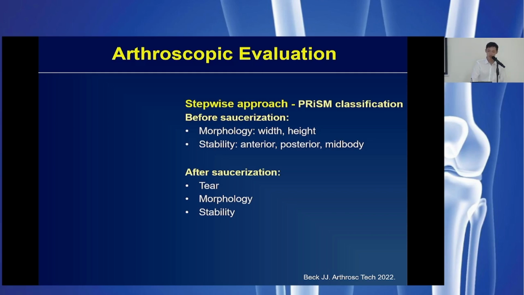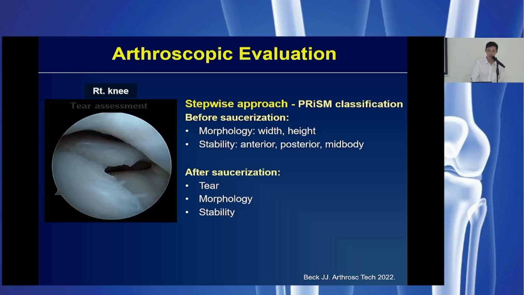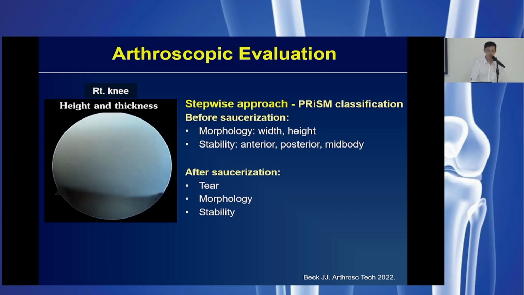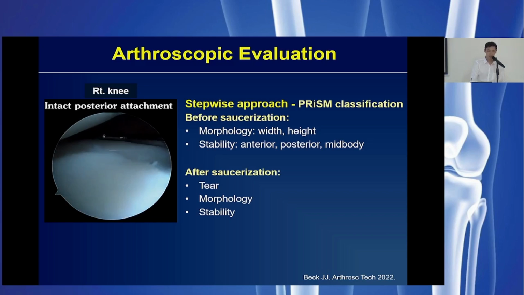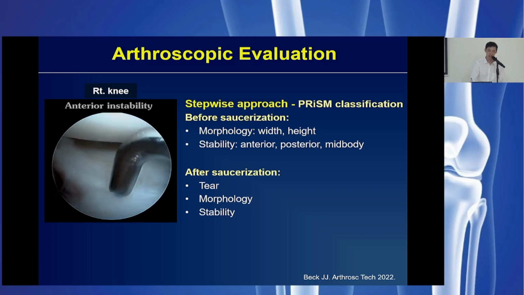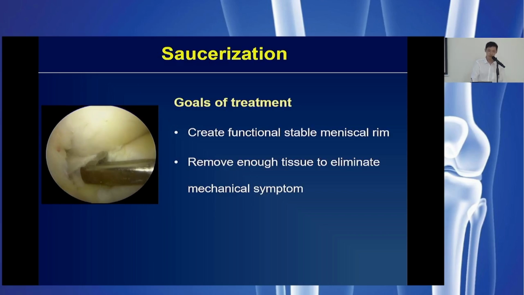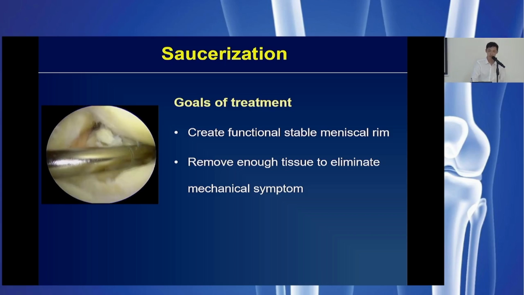Arthroscopic evaluation should be performed in a stepwise fashion. Before saucerization, assess meniscal width, height, and stability according to the different classifications. And under saucerization, as shown in the video, assess the meniscal tear, and again assess width, height, and stability, including the posterior aspect and anterior aspect. For the saucerization, the goal is to correct the instability, but the way we like to do it is to eliminate the mechanical symptoms.